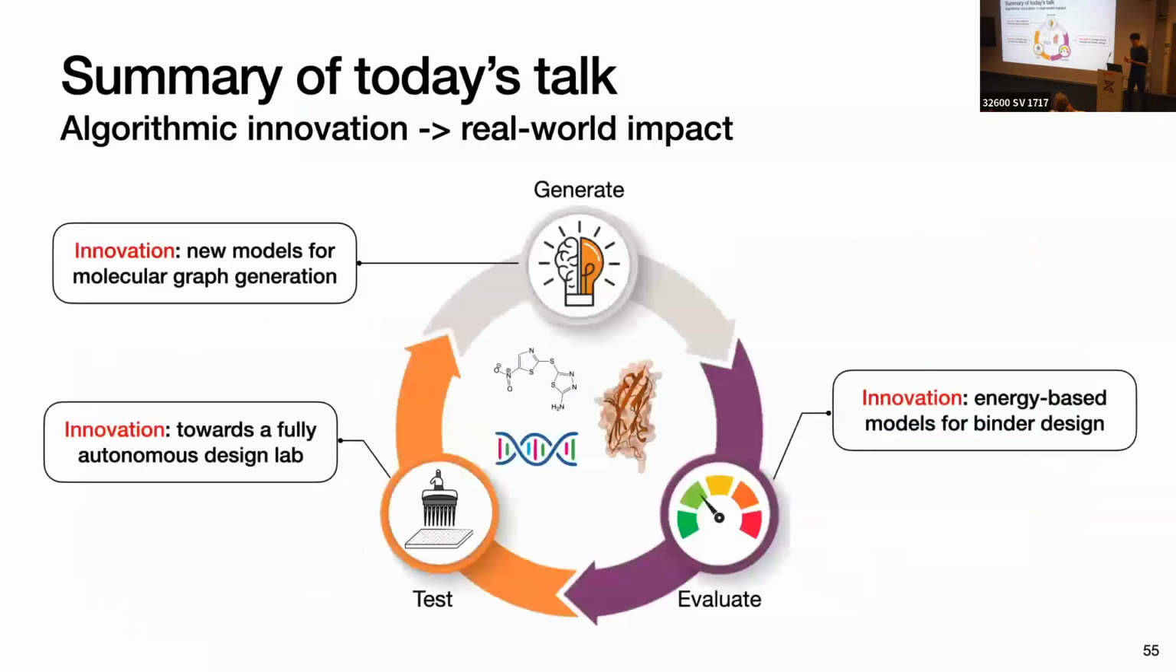Okay, so that's the summary of my talk today. We talked about 3 different challenges, right? How to generate new graphs, how to come up with better scores to evaluate these designs, and also how to close the loop by bringing this autonomous component to accelerate the experimental part. And by combining these algorithmic innovations, we can show real-world impact, right? Especially in the antibiotic case, I think it's pretty cool.